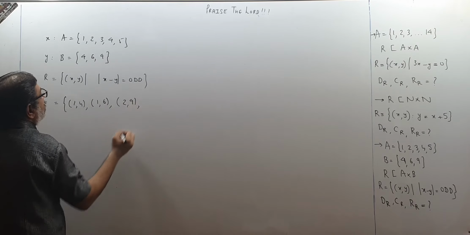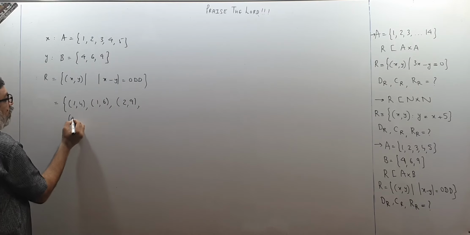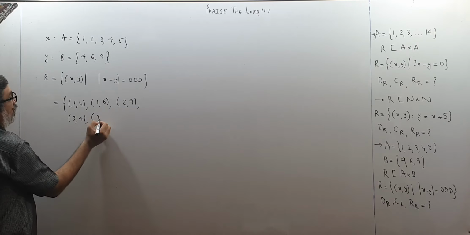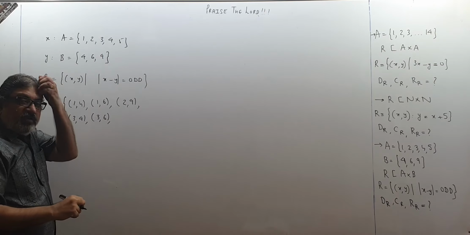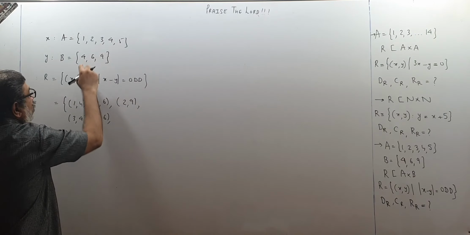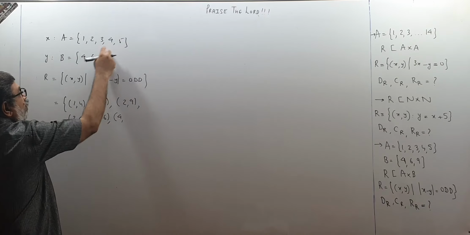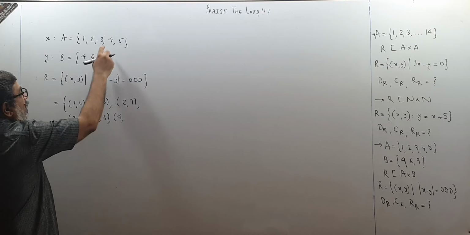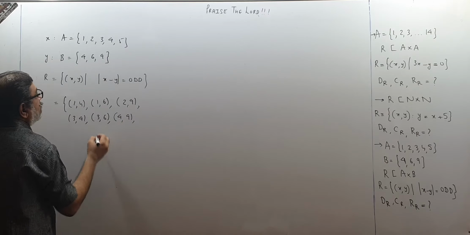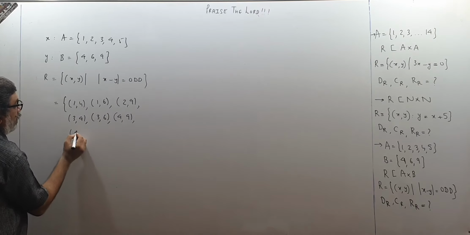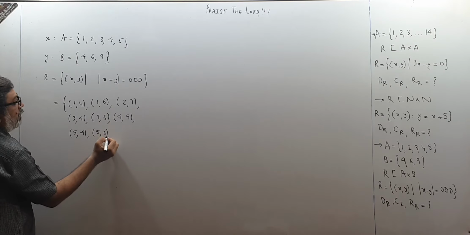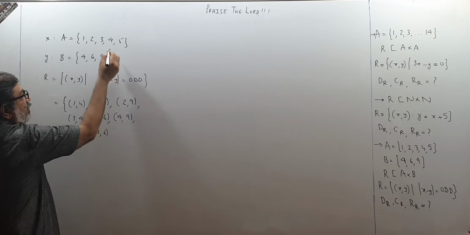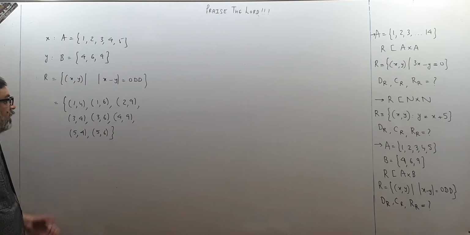So 2 and 9. 3 and 4 can come because their difference is an odd number. With 3, 6 can come. Difference is 3, odd number. With 3, 9 cannot come because their difference is 6, an even number. With 4, 4 cannot come because 4 and 4 difference will be 0, even number. With 4, 6 cannot come, difference will be 2. With 4, 9 can come. So 4 and 9. Then let us see for 5. With 5, 4 can come, difference is 1. With 5, 6 can come, difference is 1, odd number. With 5, 9 cannot come. So these are the elements of R.